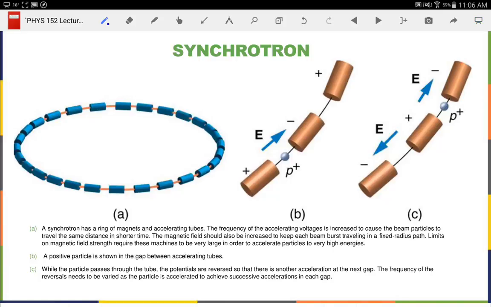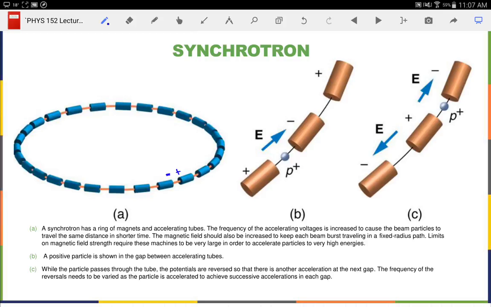Then you have synchrotrons. Has anybody here been to Loma Linda University's proton treatment center? No? Well, they have a synchrotron there. A synchrotron, in this case, shows a nice circular path. Theirs is not a nice circular path. But a synchrotron has stages that will accelerate the particle. So you come and here it's negative and here it's positive, and the particle gets accelerated across the gaps. And then you synchronize the frequencies for changing from negative to positive.